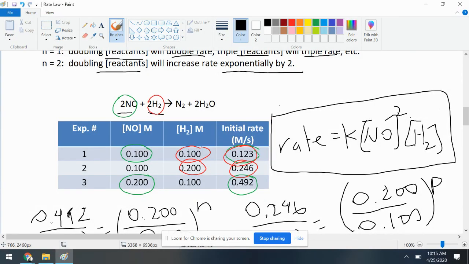So again, here it is. Rate is equal to K times the concentration of NO to the power of 2. That's the reaction order for NO. And times the concentration of H2. And the reaction order for H2 is going to be 1.